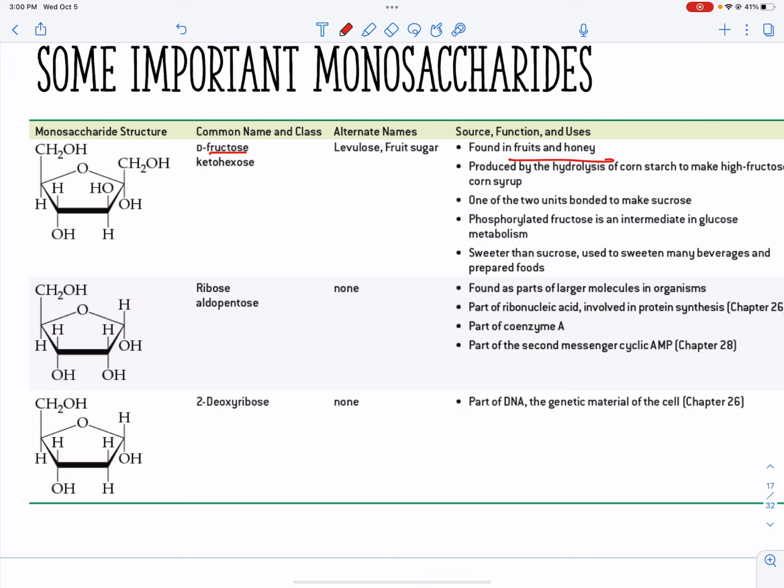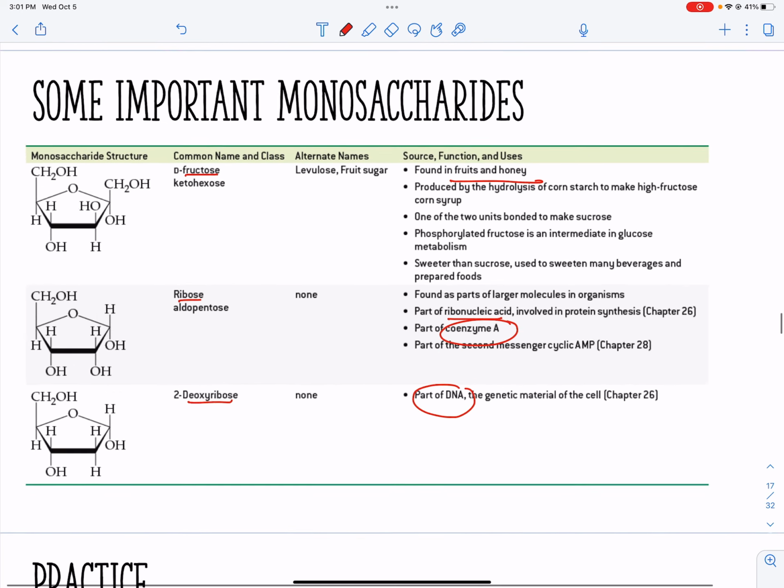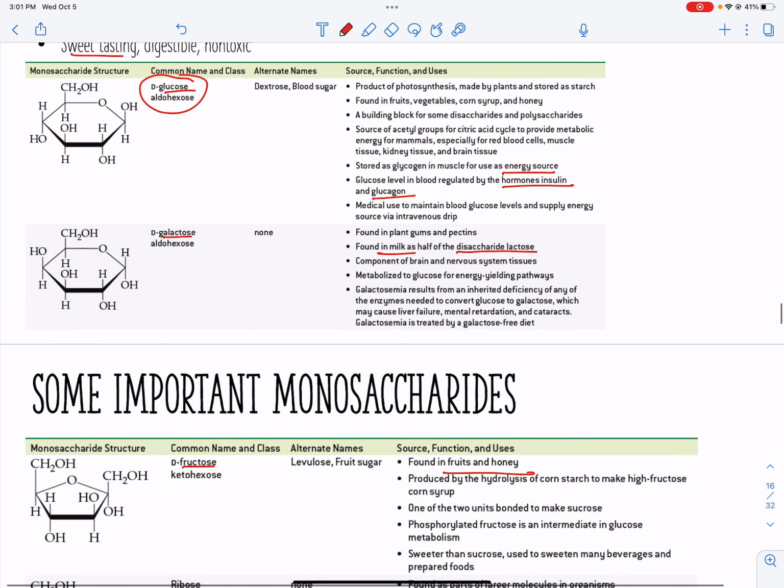Guess what? Found in fruits, found in honey. So it's the thing we have commercialized into high fructose corn syrup. And then we also have ribose and deoxyribose, which is part of our DNA. This is found in our ribonucleic acids. So we're gonna talk about coenzyme A quite a bit in coming chapters. So ribose is a portion of coenzyme A. Anyways, I just wanted to introduce you to these 5 common sugars.